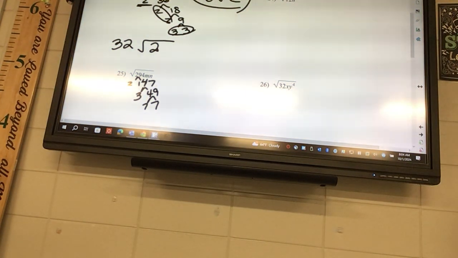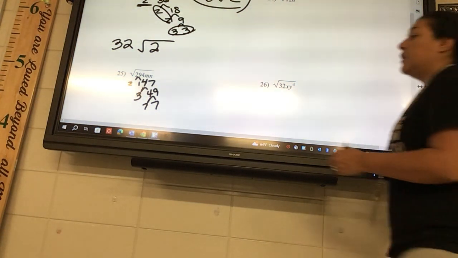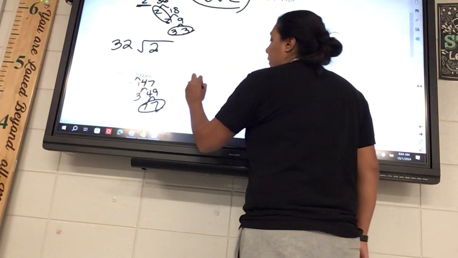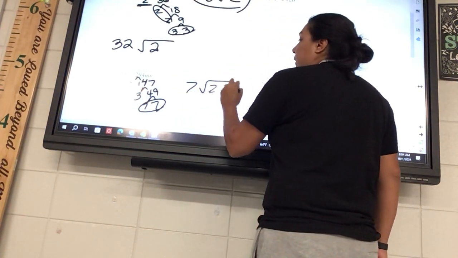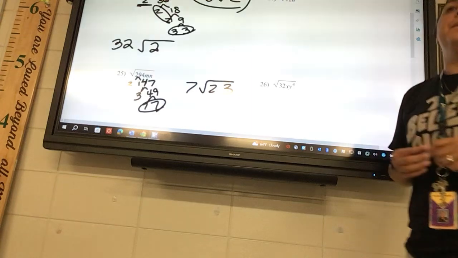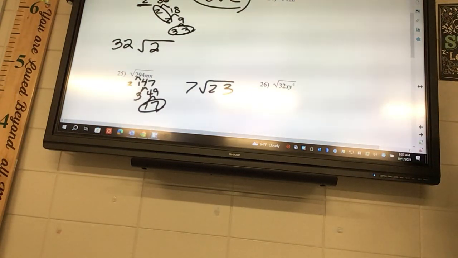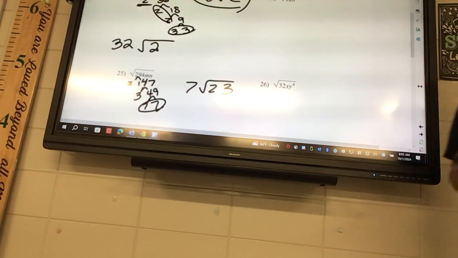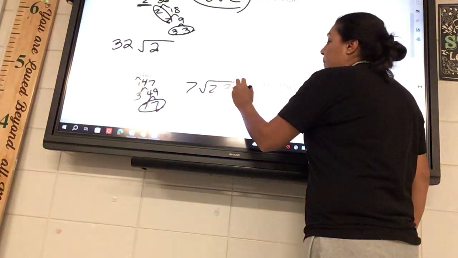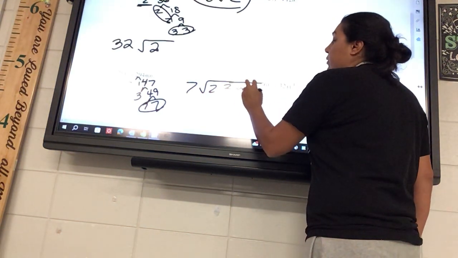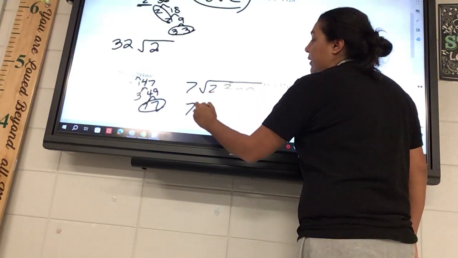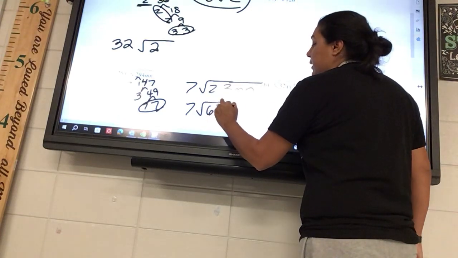Okay, so who can go? A group of 7s can go. Who cannot go? 2 and 3. And then how many M's are there? There's 1, so can he go? No. What about N? There's 1, so he cannot go either. So you're going to get 7 square root 6 MN.